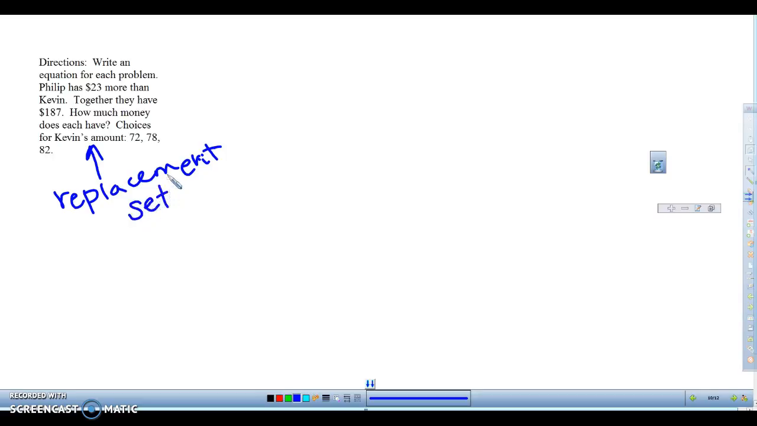Okay. So the replacement set. First, to use it, I have to write the equation first. So, Philip has $23 more than Kevin. So I'm going to have Philip and Kevin. So Philip has 23 more than Kevin. So let's call Kevin K, and we'll call Philip K plus 23 because he has more.